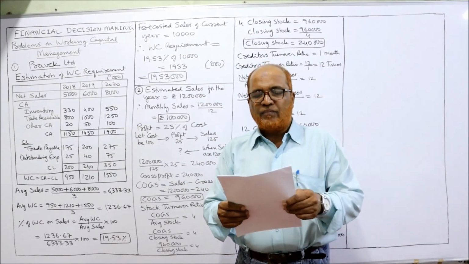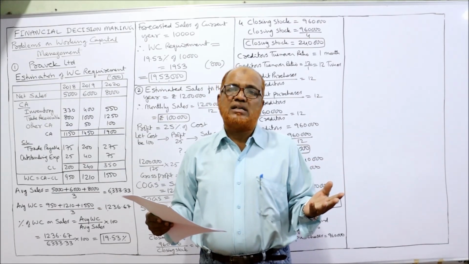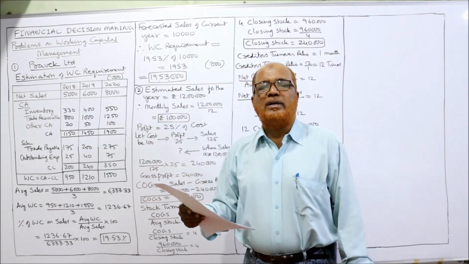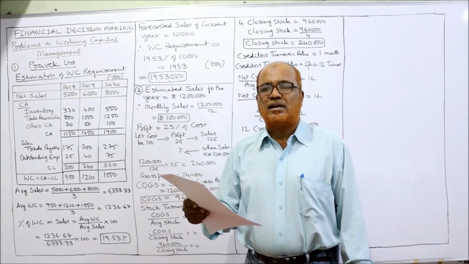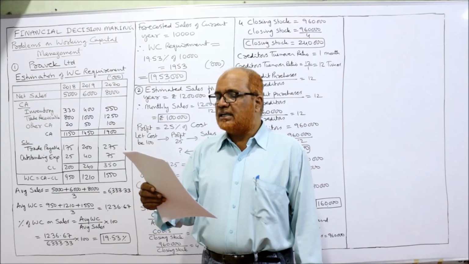Right? Now, we are given 3 years' data, so we calculate the average of the last 3 years. The particulars: 2018, 2019, 2020. So 3 years' data is given. Net sales 50 lakh, 60 lakh, 80 lakh.